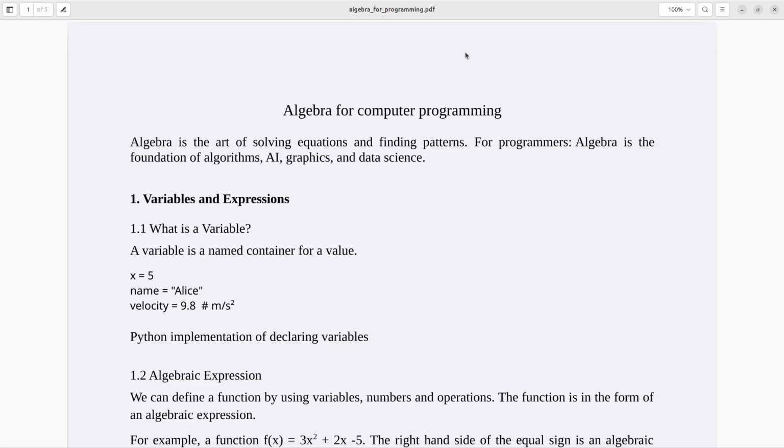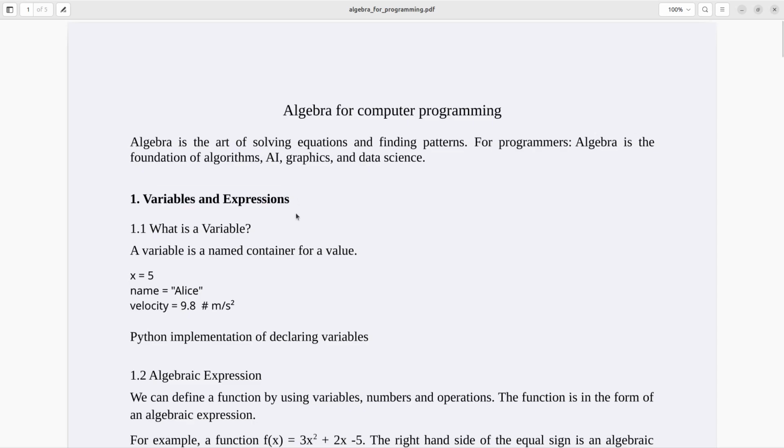In this video, I'm going to discuss the use of algebra for computer programming. So, what is algebra? Algebra is the art of solving equations and finding patterns. For programmers, algebra is the foundation of algorithms, AI, graphics, data science, and so on. Let us talk about the first section of algebra, which is called variables and expressions.